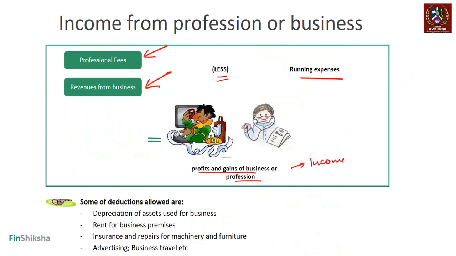Now, what is allowed as running expenses? These are the deductions. So if you're using any assets for business, depreciation is allowed as a running expense. If you're paying any rent for business properties, that's allowed as a running expense. If you're paying insurance and repairs for machinery and furniture, that's allowed as an expense. Any advertising, business travel is allowed as an expense.